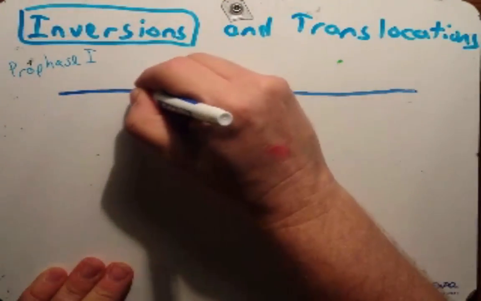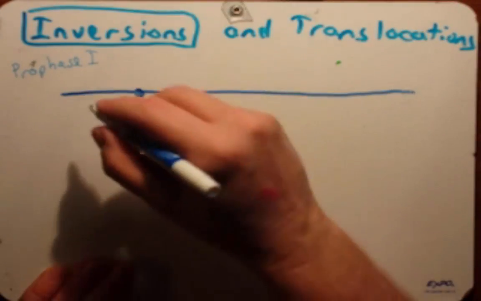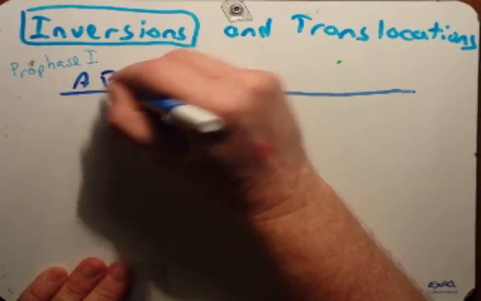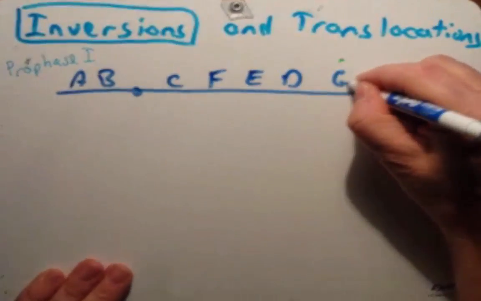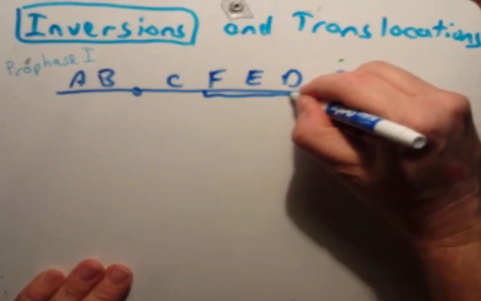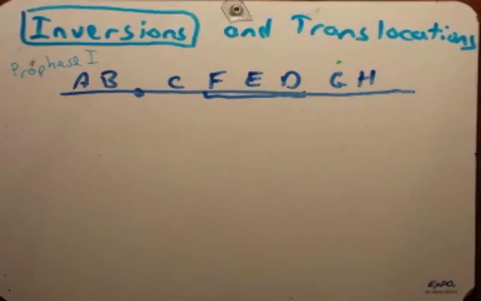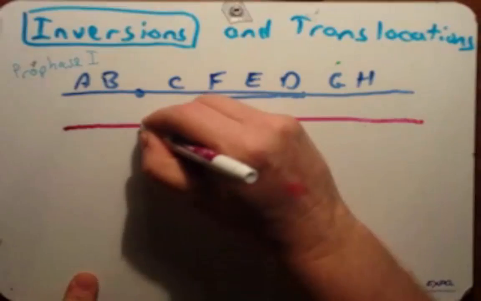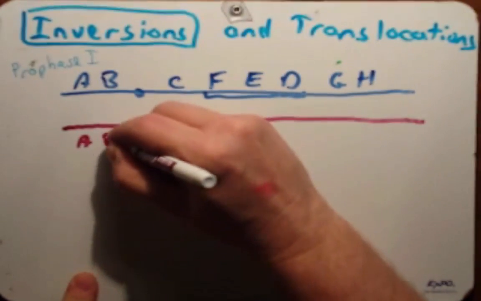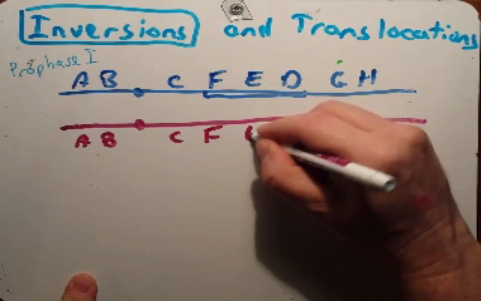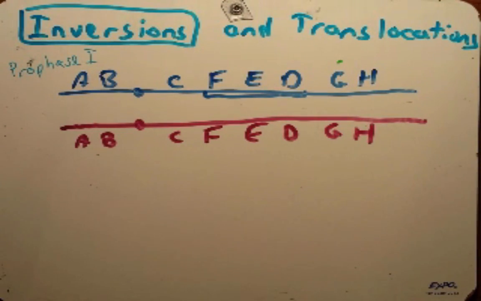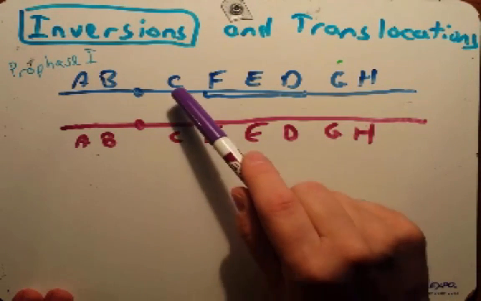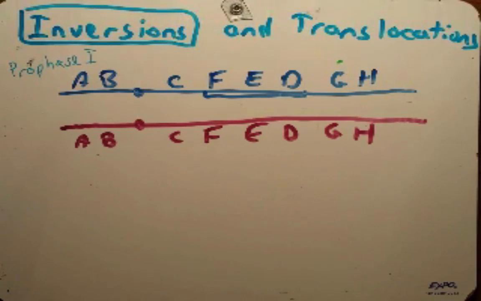In this first example, I'm going to show a homozygous inversion, where you have A, B, C, F, E, D, and G, H. This FED part is the inverted region, and the other homolog pair is here: A, B, C, F, E, D, G, H. Since they're the exact same, nothing has to be done for this inversion to go through meiosis. The C is going to bind the C, F, E, and D, and G, and H. It's going to be fine.